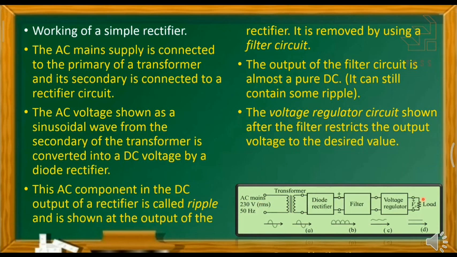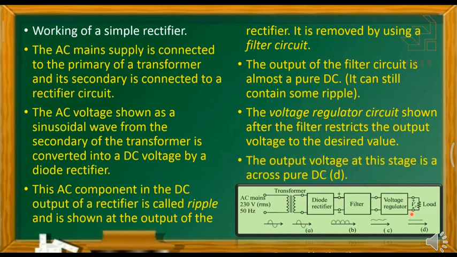So that is the load, my children. If any excessive current is there, the resistance will oppose. Load means high resistance which is connected in parallel to the circuit. The output voltage at this stage is called pure DC, direct current. So we can get that direct current.